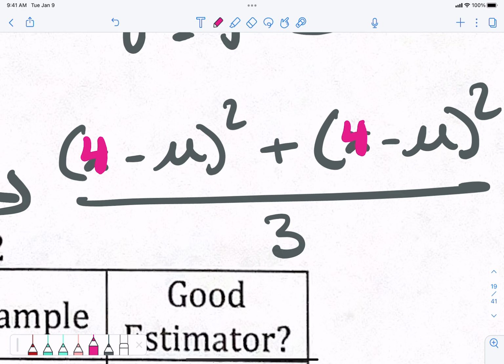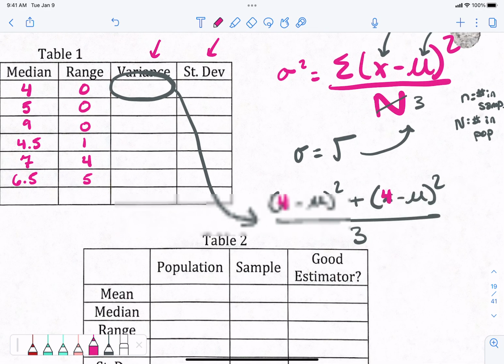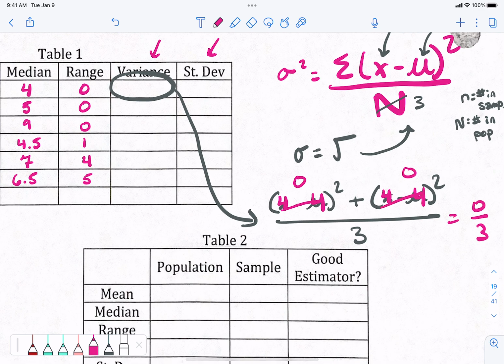What's the average for that first line? 4. And 4 minus 4 is 0. 0 squared is 0, plus 0 squared is 0. So I get 0 divided by 3, which is 0. So the variance of the first one is 0. The standard deviation is the square root of that. The square root of 0 is 0.